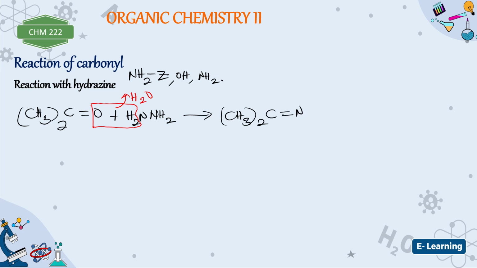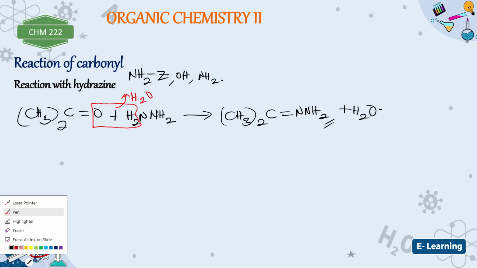And then there will be double bond N, and then you have N, and then you have another NH2. This is hydrazone. So when an aldehyde or carbonyl compound, it can be aldehyde, it can be ketone, reacts with hydrazine, the product is hydrazone.